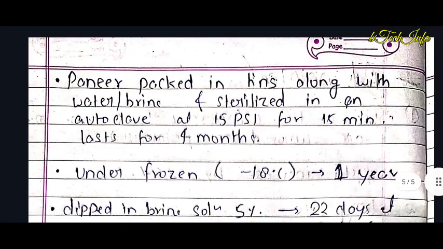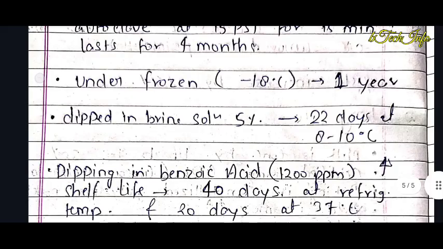The paneer packed in tins along with water and brine is sterilized in an autoclave at 15 psi for 15 minutes, and lasts for 4 months. We can also store it under frozen conditions like minus 18 degrees Celsius, and it will last up to 1 year, so it's very good.